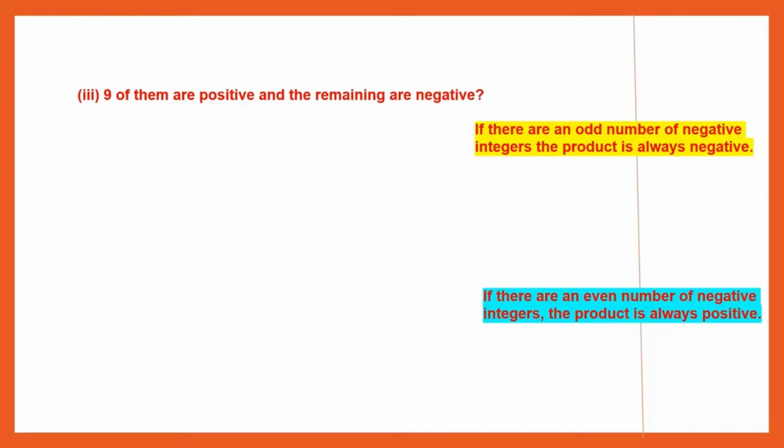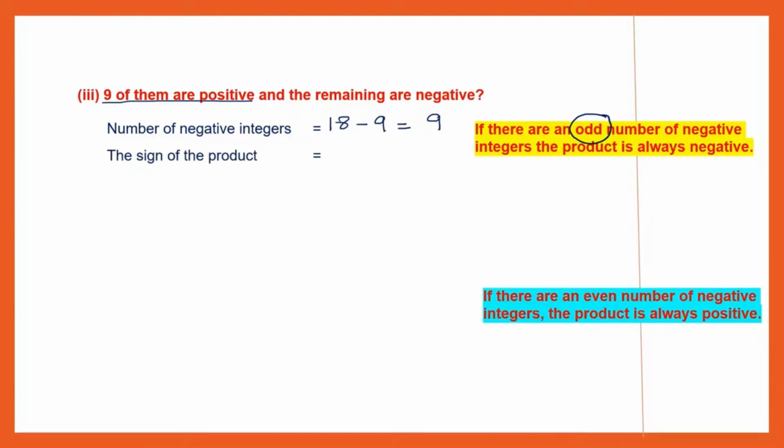Now again, 9 of them are positive and the remaining are negative. So totally there are 18, isn't it? So now let's write down. How many negative integers are there? Totally we had 18. In that 9 are positive. That means if we subtract 9, we will get the negative integers. 18 minus 9 is 9. So how many negative integers are there? 9. And 9 is an odd number. That means the sign of the product will be minus. The product is negative.